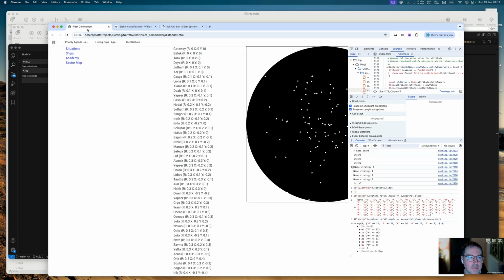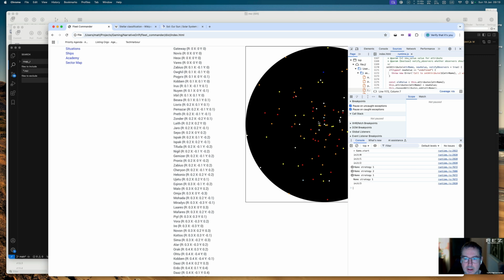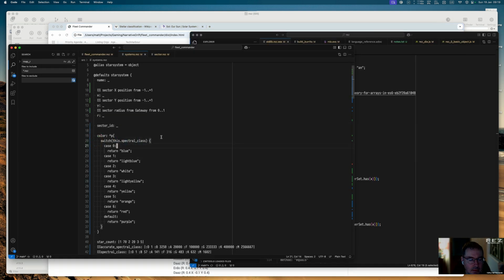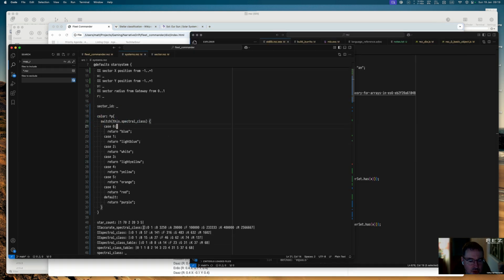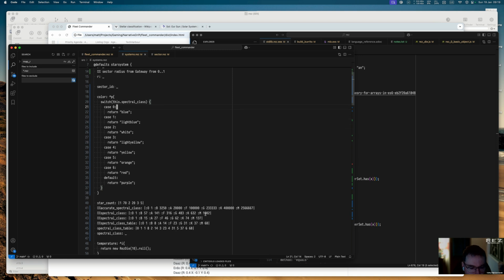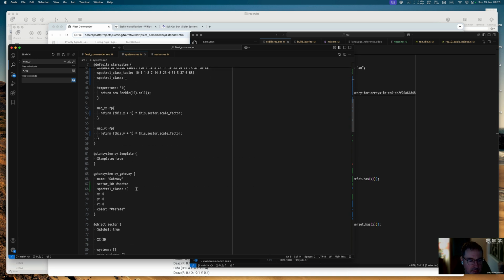Okay, so now, oh, hello, we got a blue star. So if we go look at the things here, we should have an O. Yeah, we got one. Gateway was G. G was, oh, so G is going to be 0, 1, 2, 3, 4. So gateway now needs to be spectral class 4.